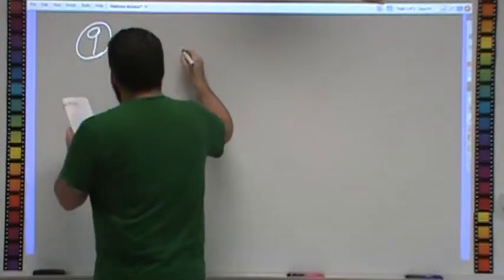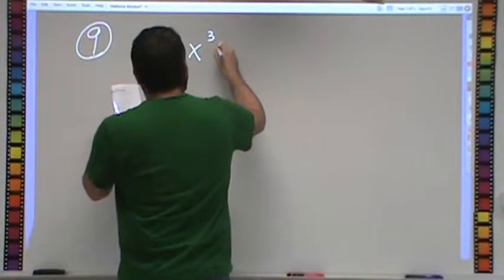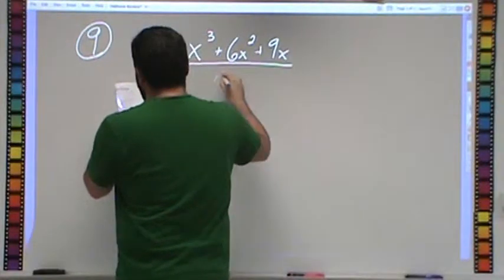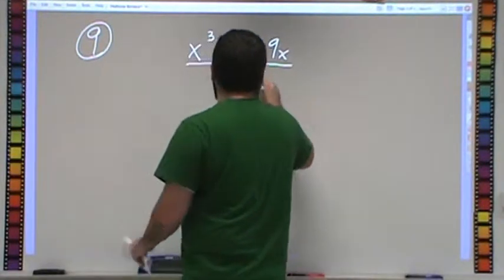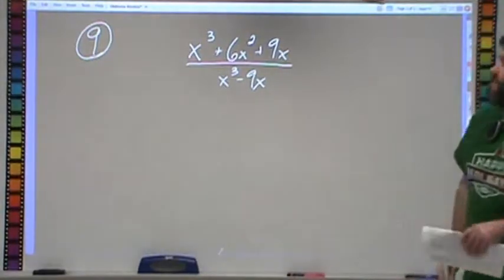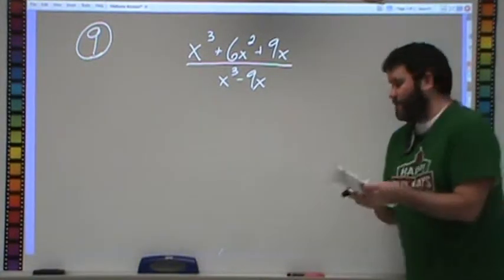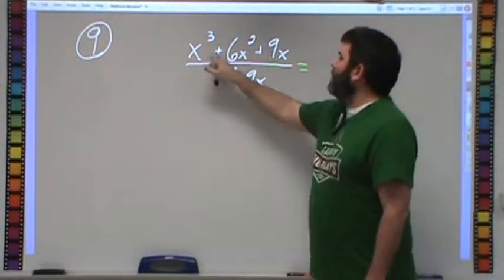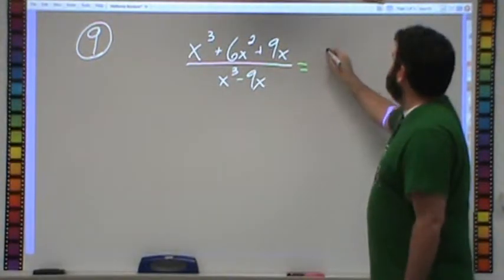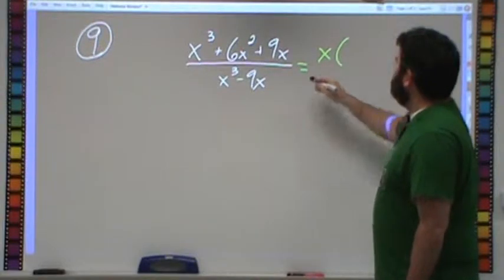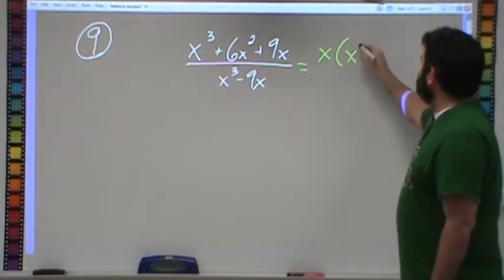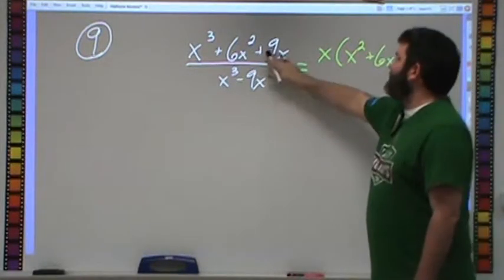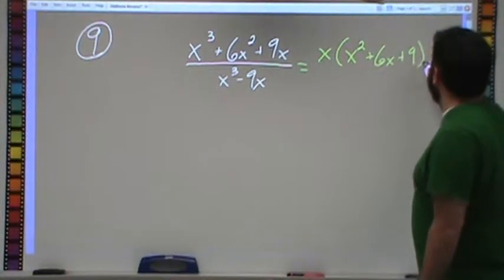Number 9. X cubed plus 6x squared plus 9x all over x cubed minus 9x. In order to divide, you of course have to factor. So I look at the top. Is there a GCF that I can take out? No number, but there is an x. So I can take the x out. If I take an x from an x cubed, that leaves x squared. If I take an x from the 6x squared, that leaves 6x. If I take an x from the 9x, that leaves a 9.